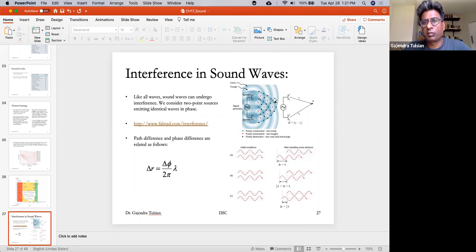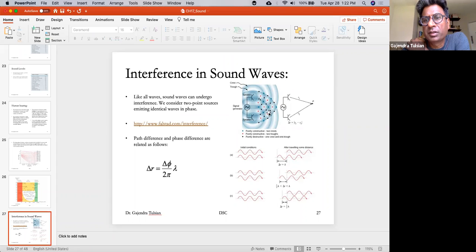This speaker is emitting waves, so is this speaker. And you see, at this point, a crest arrived from that speaker, and a crest arrived from this speaker. Okay, so two crests arrive at the same location and they constructively interfere. So the amplitude is twice as large, and the intensity is 4 times as much as if a single speaker was playing. So that's constructive interference.